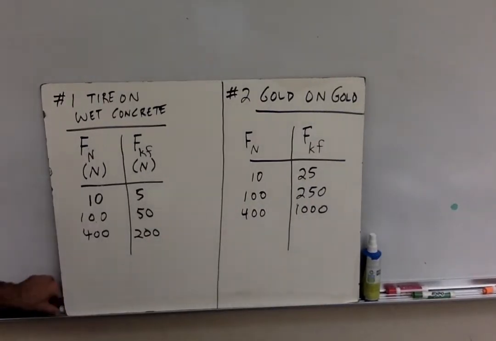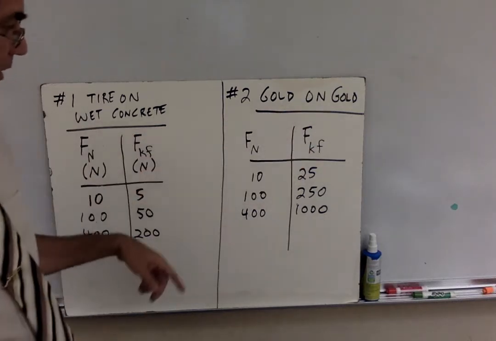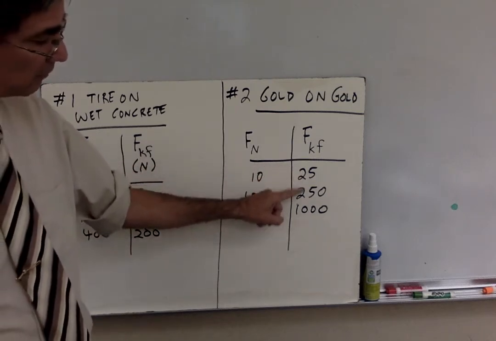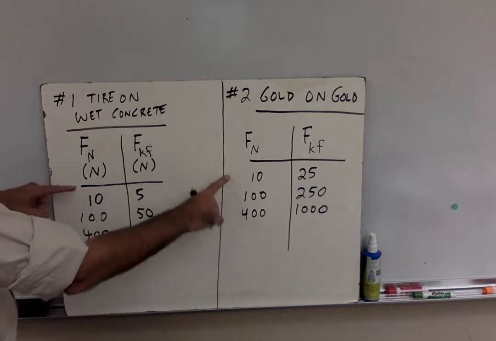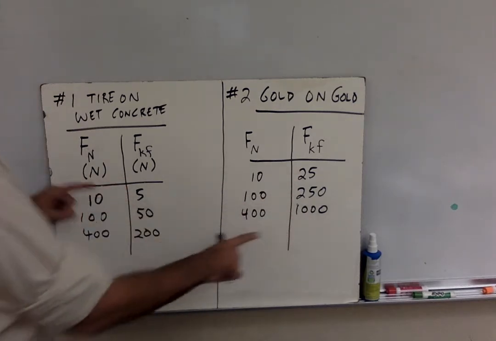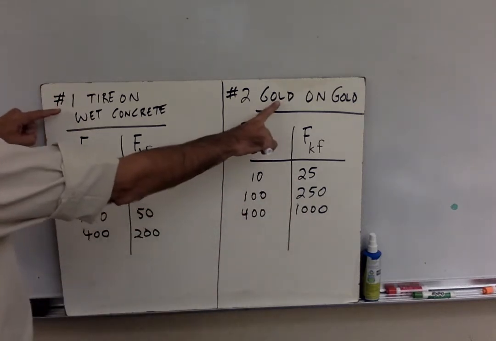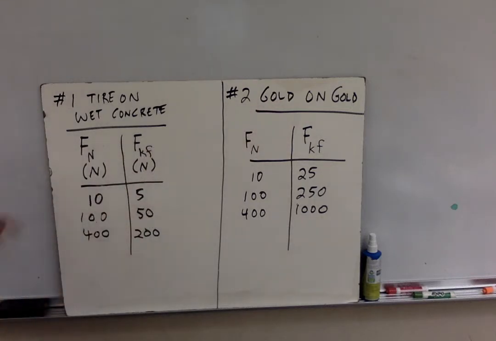Okay, we do this in 9th grade, so I'll go fairly quickly. Imagine instead of a book across a cardboard box, I drag a tire across white concrete, and I keep changing the normal force, and I measure the friction force. And I do the same thing with gold on gold, and I measure the kinetic friction force for that situation. First thing you'll notice is I've got the same normal forces in each, but I get very different friction forces. So that shows you it depends on the combination of surfaces. The second thing is as the normal force increases, so does the friction force, as we would expect.